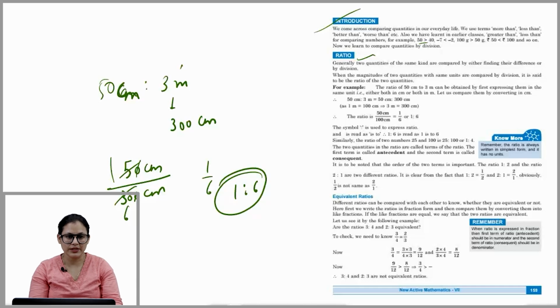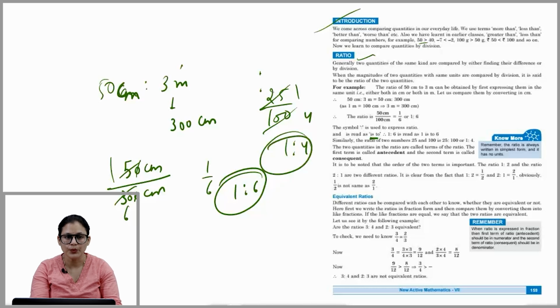The symbol : is used to express ratio and is read as 'is to'. That is, 1:6 is read as 1 is to 6. Similarly, the ratio of two numbers 25 and 100 is what? 25 ratio 100. Dividing both by 25, we get 1 and 4. So the ratio of these two numbers is 1:4.